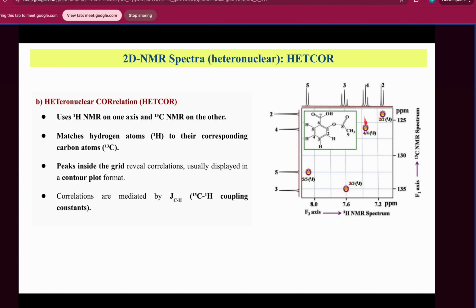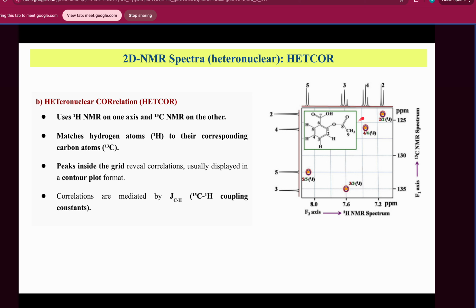In this case also, we will observe the peaks at the positions where the carbon and hydrogens are interacting with each other. This is based on the bonded interactions. The carbon and all the adjacent hydrogens which are linked to that carbon will show coupling with the carbon. For example, let's take the fourth carbon. This axis shows the hydrogen NMR spectra, and the y-axis shows the carbon NMR spectra.